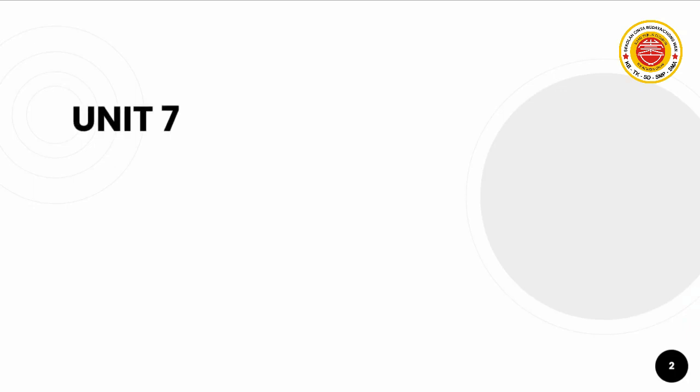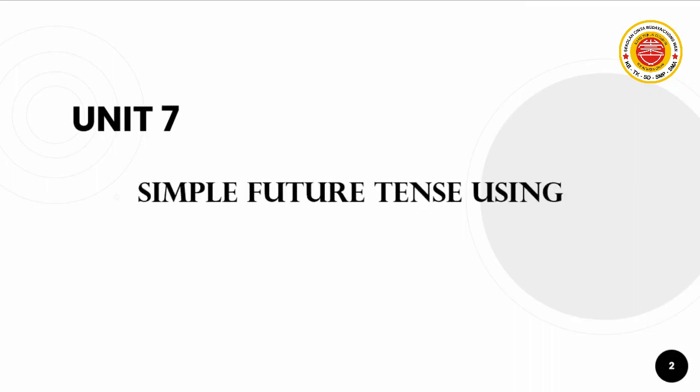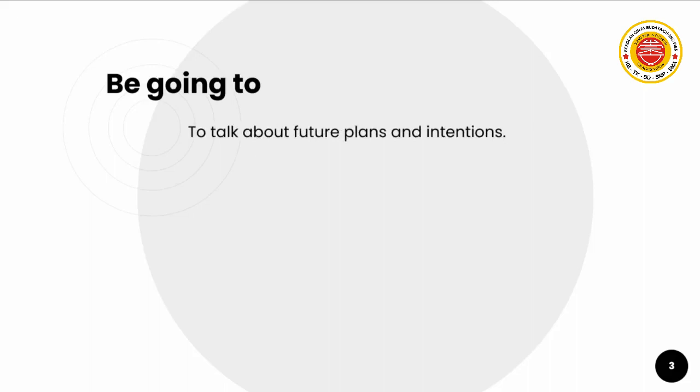Unit 7. Simple future tense using be going to. Simple future tense dengan menggunakan be going to. Be going to is used to talk about future plans and intentions. Jadi be going to itu digunakan untuk menjelaskan tentang rencana ataupun tujuan di masa depan. So be going to here means akan. Jadi be going to di sini artinya akan.